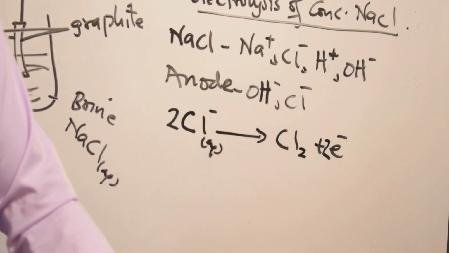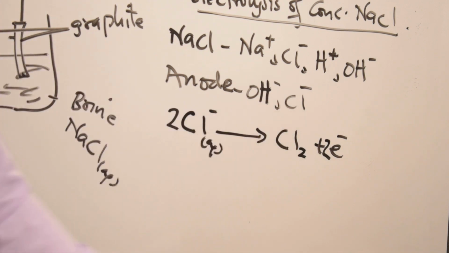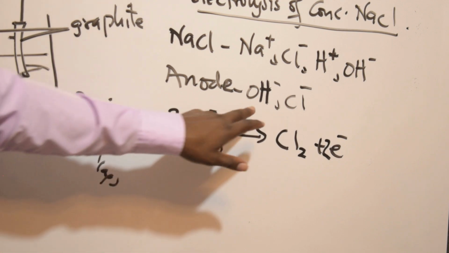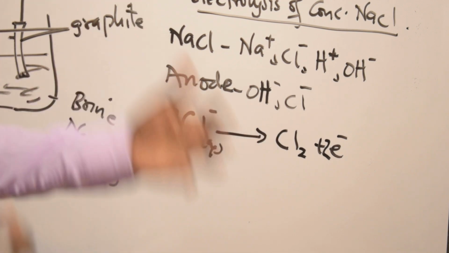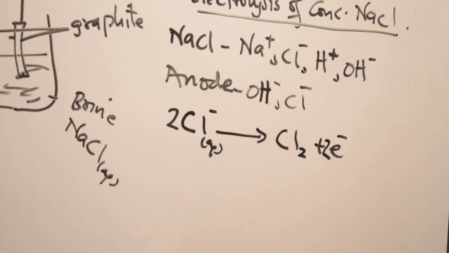Now, it's important maybe to note that as this electrolysis progresses, when the concentration of chloride ions reduces, automatically the hydroxide ions will start to be discharged. That's what we actually are talking about.